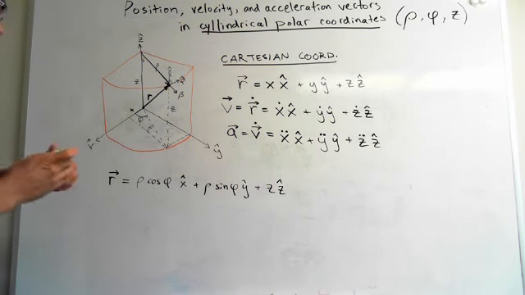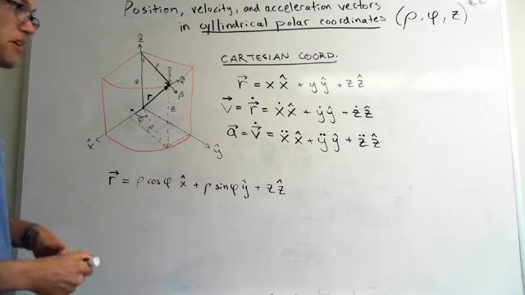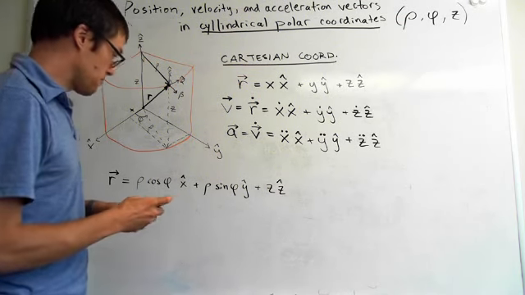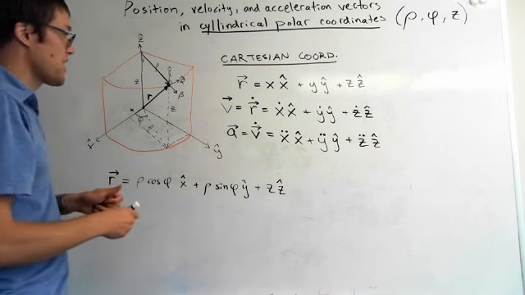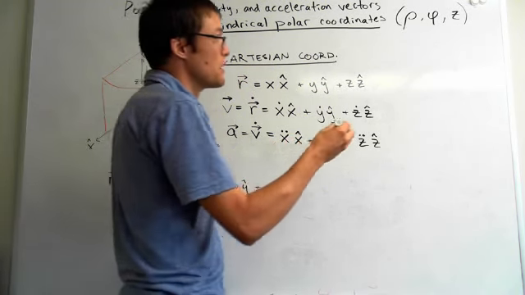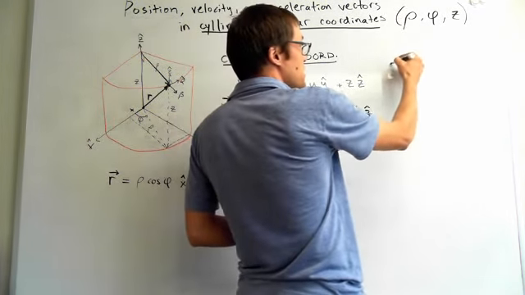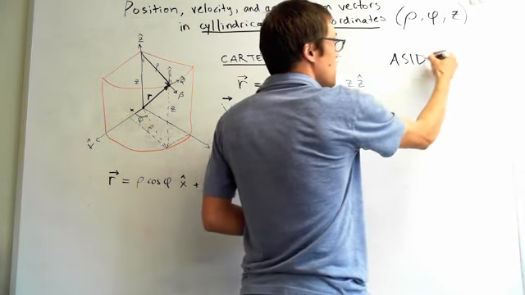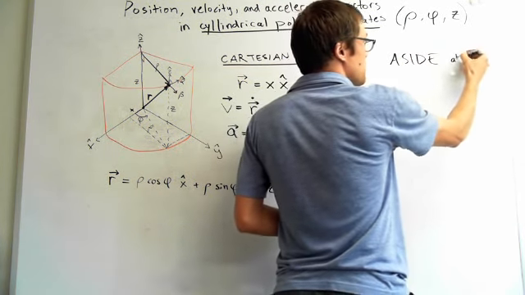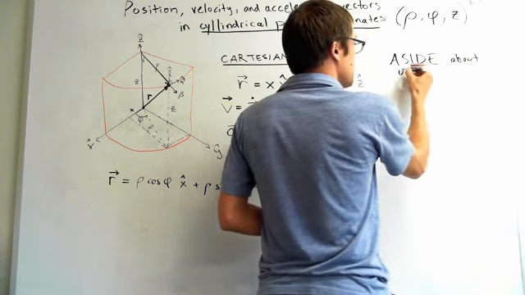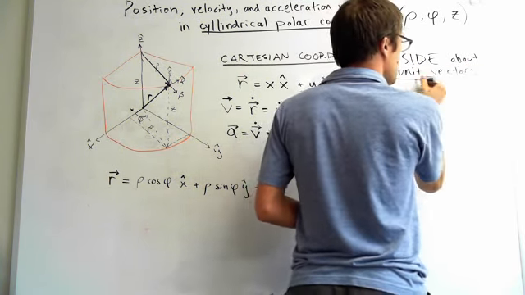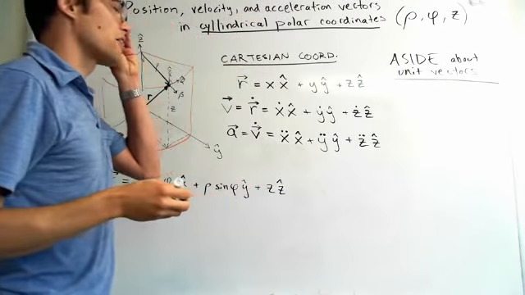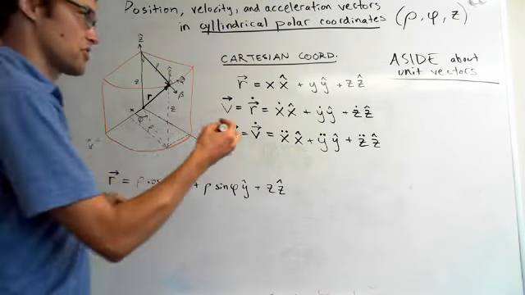Okay, so in order to rewrite this, the next step is going to depend on figuring out the relationship between x hat, y hat, and rho hat and phi hat. So first, let's just make an aside here. This is an aside about unit vectors. And in general, if you want to know how to write down a unit vector, this is the general definition.